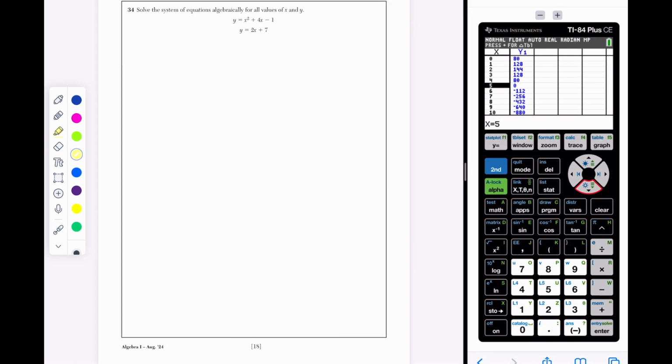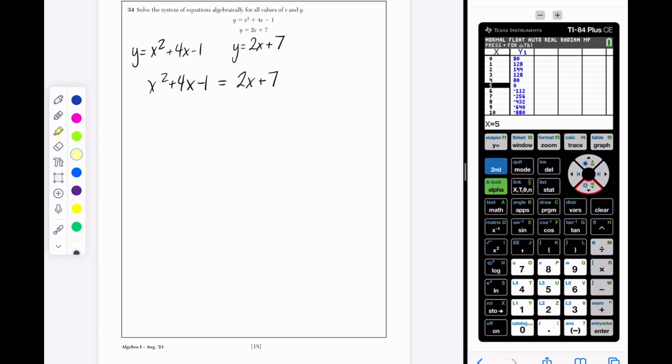All right, we're up to question 34, which I think is our last 4-point question. And here we want to solve the system of equations algebraically for x and y. So pretty much that means since I have y equals and y equals, I'm going to set these two equations equal to each other. Here's my first equation, y equals, and here's my second equation. I'm just going to write x squared plus 4x minus 1 is equal to my second equation, because they're both equal to y, I can do this.